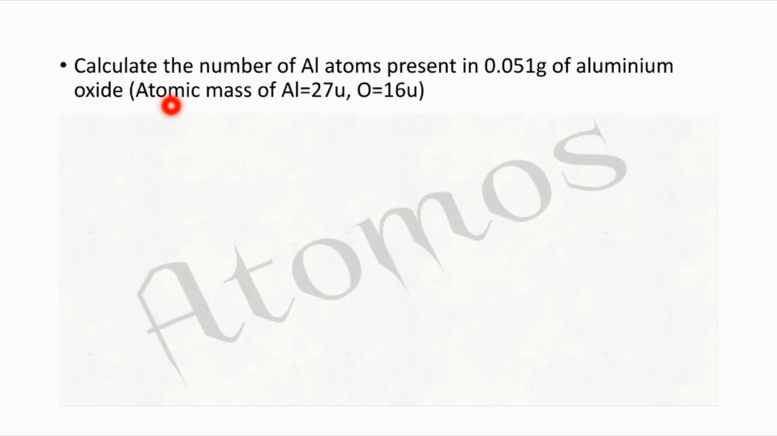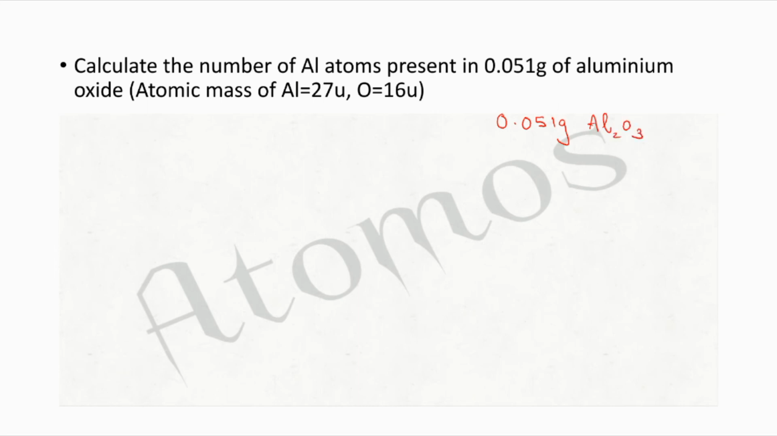Now, see this problem. This is a different type of problem. Read and find out: calculate the number of aluminium atoms present in 0.051 gram of aluminium oxide. So, what are they asking? If you take 0.051 gram of aluminium oxide, what will be the number of aluminium atoms?